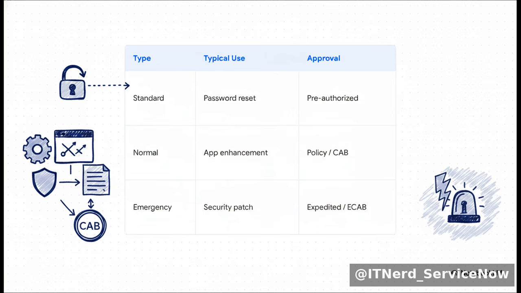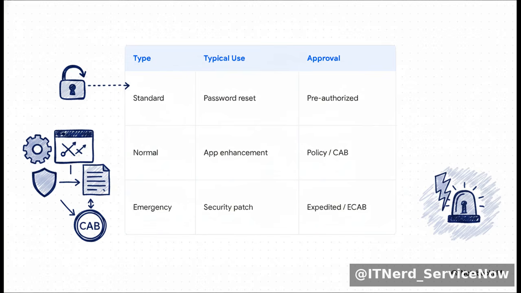Normal changes, on the other hand, require the standard, rigorously assessed path. This is for things like an application enhancement or a server upgrade. These are not pre-approved. They rely on your organization's policy to generate approval workflows, which usually requires a review from the Change Advisory Board or CAB.